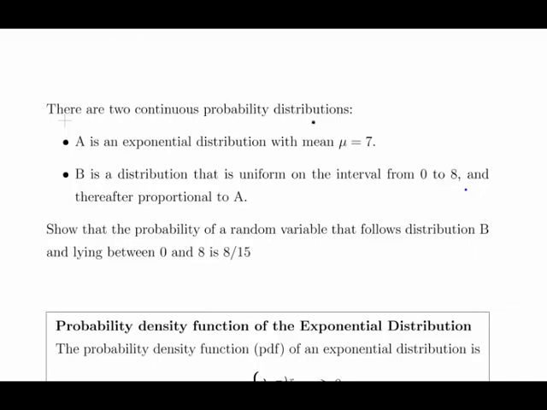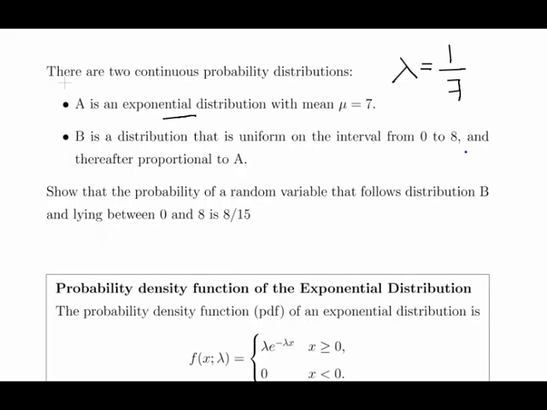So there are two continuous probability distributions. A is an exponential distribution with mean mu equals 7. Now, something we should also immediately consider is that if mu is 7, that means lambda is 1 over 7. We'll save that for later on. B is a distribution that is uniform on the interval 0 to 8. So this B is the one that's actually mixed, and thereafter proportional to A. That means after 8 it becomes an exponential distribution.